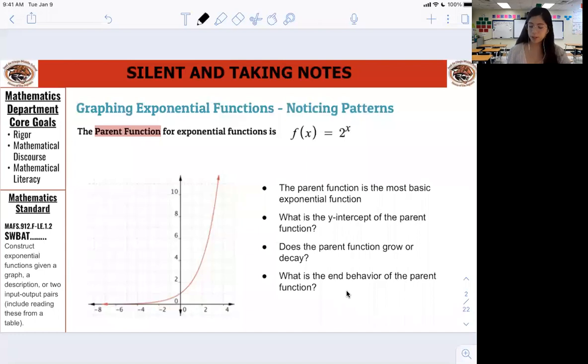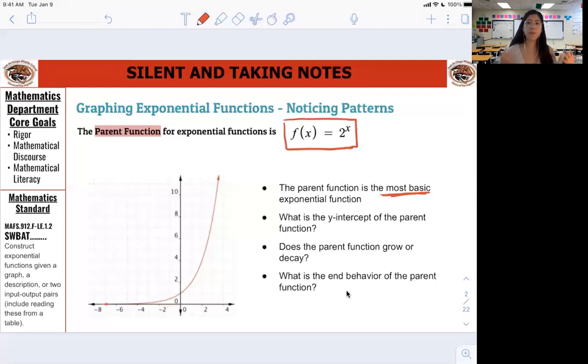The parent function is f of x equals 2 to the power of x. Can somebody explain what exactly the parent function is? Who remembers from yesterday's class? Why do we have one? It's the most simple type of exponential function. In fact, I wrote it down over here. The parent function is the most basic, the most simple. All of the numbers are whole numbers.